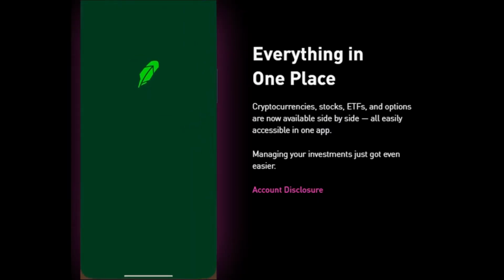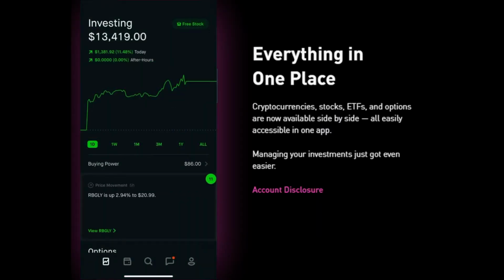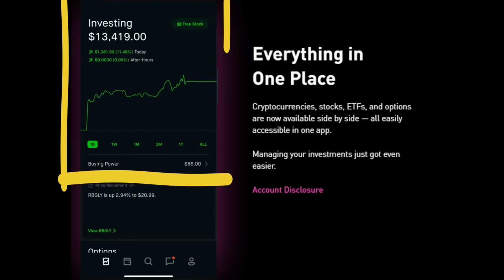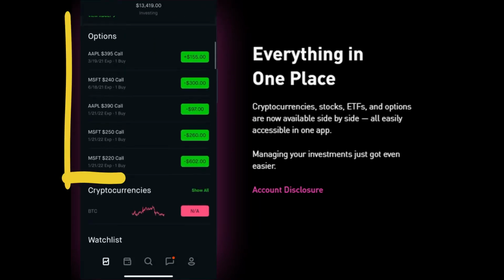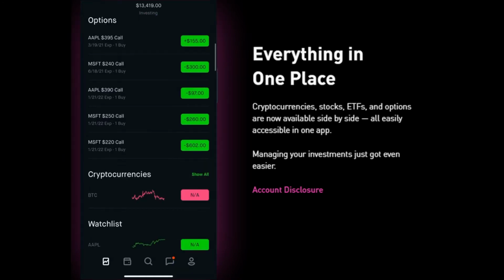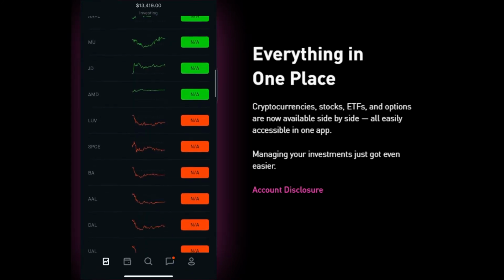Next, let's take a look at the actual app. The main interface consists of 3 parts. The first part is the portfolio value and buying power. The second part is the actual portfolio owned. And the last part is the watch list.